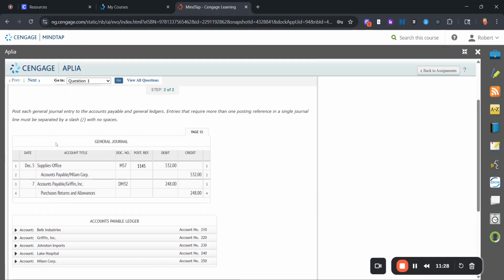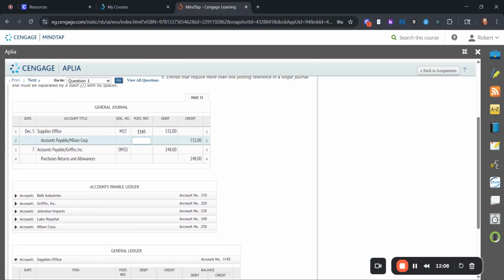Now for our next line, actually, I'm going to go back up to the instructions here. Post each general journal entry to the accounts payable and general ledgers. Entries that require more than one posting reference in a single journal line must be separated by a slash with no spaces. So because these next two, we're going to enter those into two different ledgers. We're going to enter that into the accounts payable ledger, and we're going to enter that into the Multicolumn Corporation ledger. So that means we're going to have two account numbers here for the posting reference.